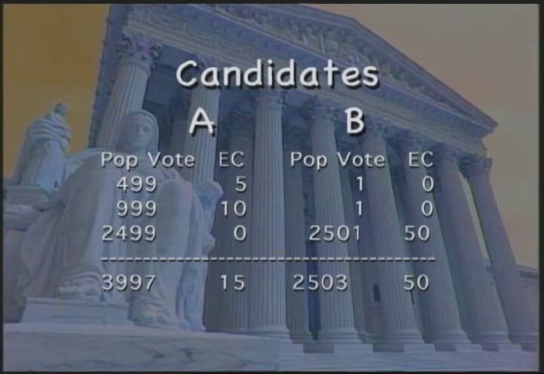Even though candidate A, I mean, I'm using extreme examples here, but even in terms of the popular vote, candidate A had a lot more in terms of total popular vote. But in terms of the electoral college, candidate B looks like he or she won by a landslide.